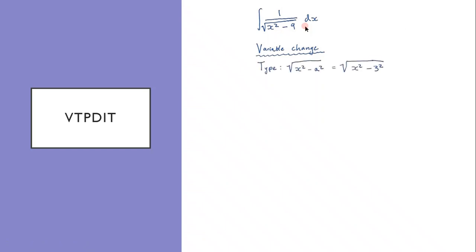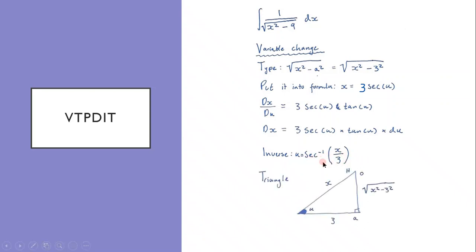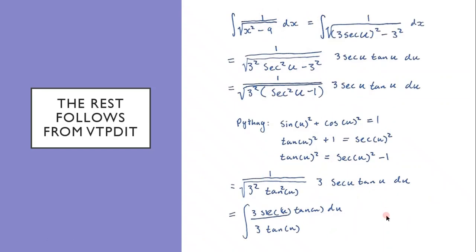And then we need to identify the type, because there are a few types of radicals that we can integrate through inverse trigonometric substitution. And then we put it into the formula. So x equals 3 sec of u. And then we find dx du. So we're up to die now. I'm going to remember this acronym. So you need everything in terms of du, and then you find the inverse, which is u equals sec minus 1 of x on 3. And then you draw your triangle, just for later reference. And then the rest follows from VTP dit. So there you go, all the simplification done.